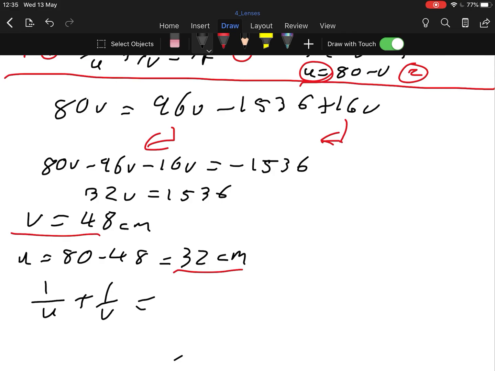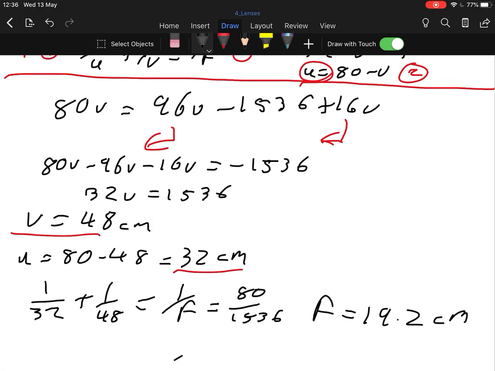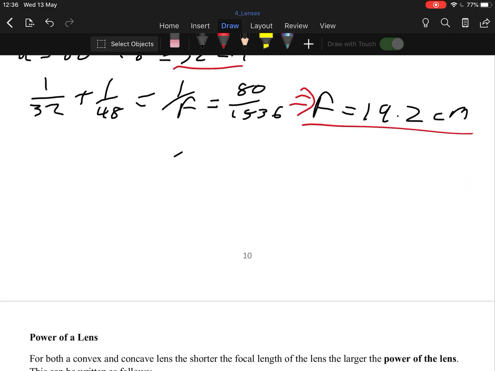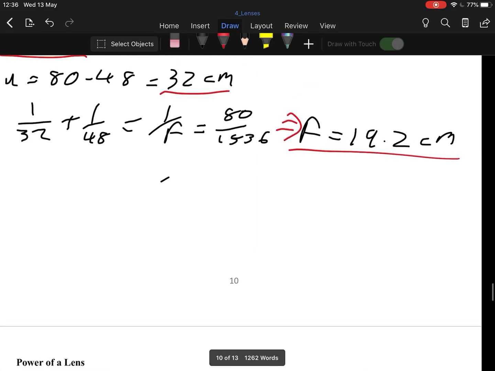1 over u plus 1 over v equals 1 over f, you see. Which means we're now going to have 1 over 32 plus 1 over 48 equals 1 over f. And that simply equals 80 over 1536. Okay. And therefore, if we invert that, f equals 19.2 centimeters. Okay. So we have f. And the last thing then was find the focal length and the magnification produced. Okay, so the magnification produced then.